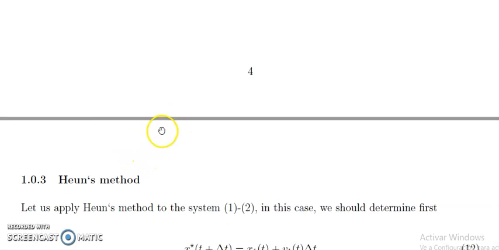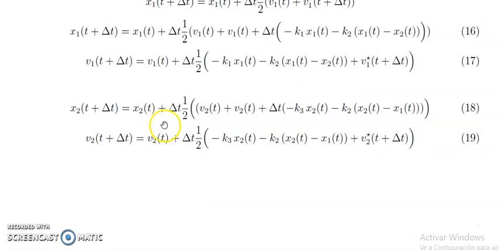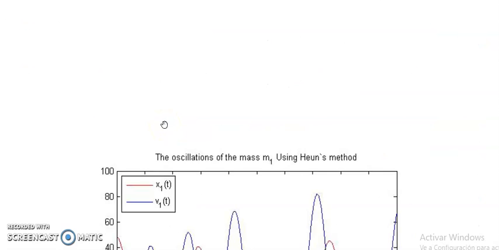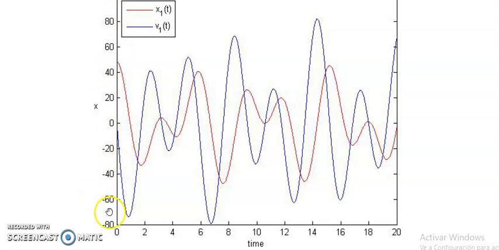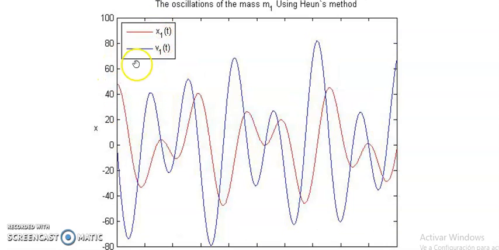Let me show you now the numerical solution, the plots. This is very important. You can see, for example, the oscillation of mass m1. In red is the position, and the blue line is the velocity. In the vertical, the position and velocity; in the horizontal, the time, from 0 to 20. You see, the initial position is 48 and the initial velocity is 0. In this case, there is the oscillation of the mass.